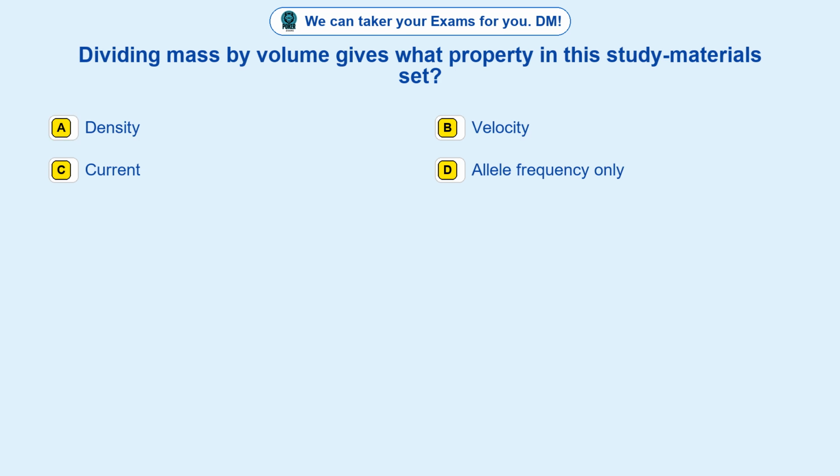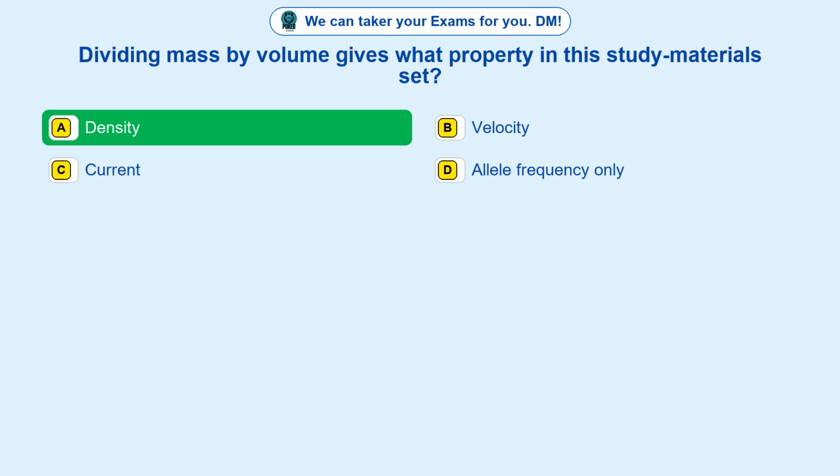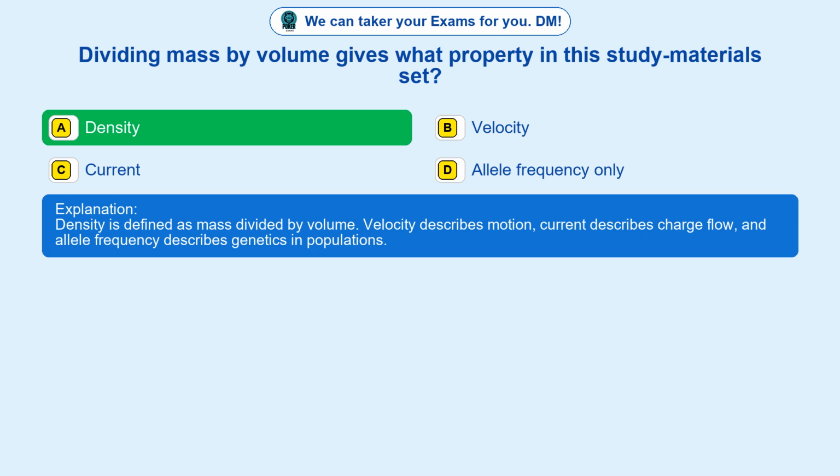Question 78. Dividing mass by volume gives what property in this study materials set? Option A, density. Option B, velocity. Option C, current. Option D, allele frequency only. The correct answer is option A. Density. Density is defined as mass divided by volume. Velocity describes motion, current describes charge flow, and allele frequency describes genetics in populations.